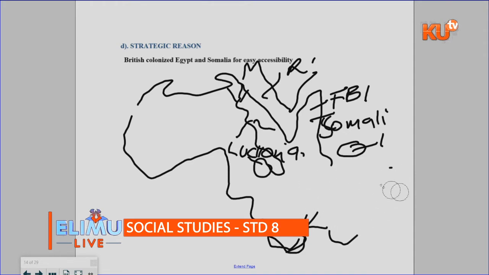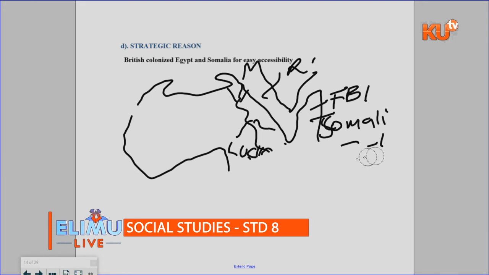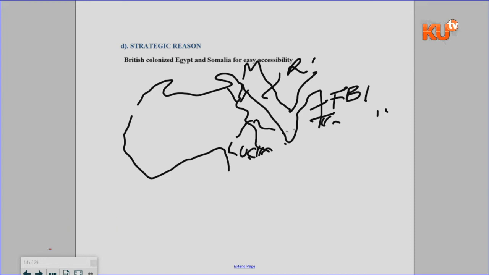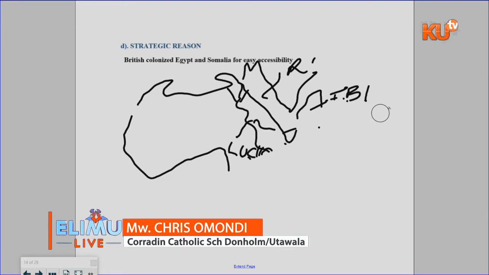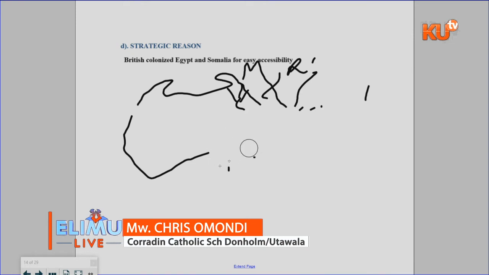So France has almost a total of 21 countries in Africa. And all those countries in Africa, the majority of them are found in West Africa. So let me clean this part.